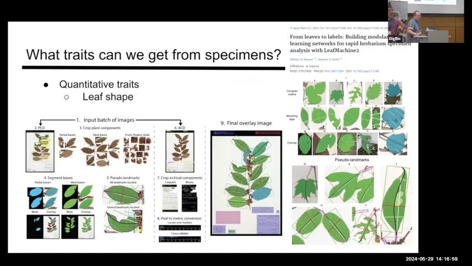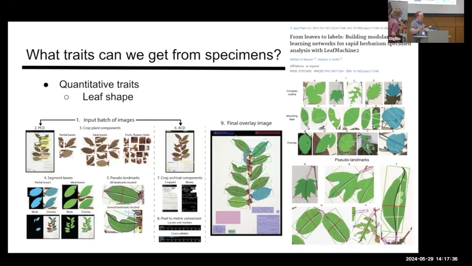Okay, so one of the projects I've been working on quite a bit is Leaf Machine 2, and the goal is to extract as much quantitative trait data as we can from primarily leaves, but we also identify other organs in the plant, like roots, flowers, buds, basically anything we could find on an herbarium sheet. We also identify archival components, so we can find weights, labels, rulers, barcodes, a bunch of different archival components. So there's a bunch of different things you can do once you're able to extract that kind of information.